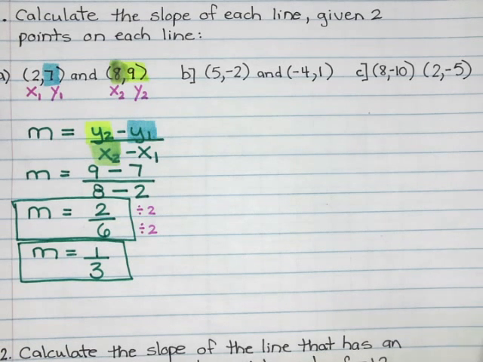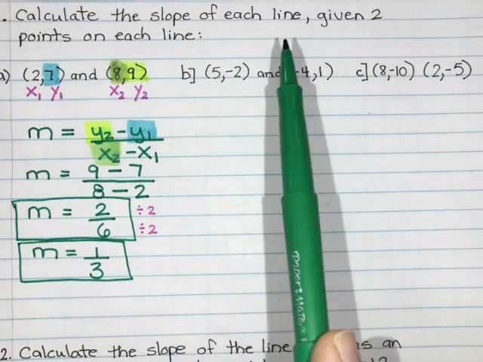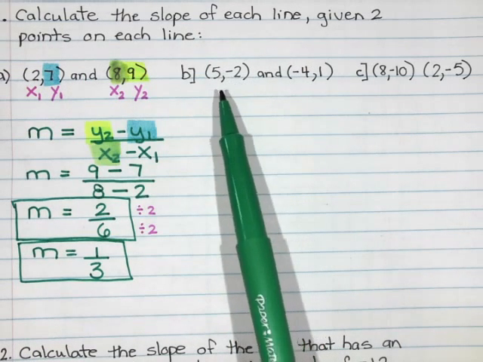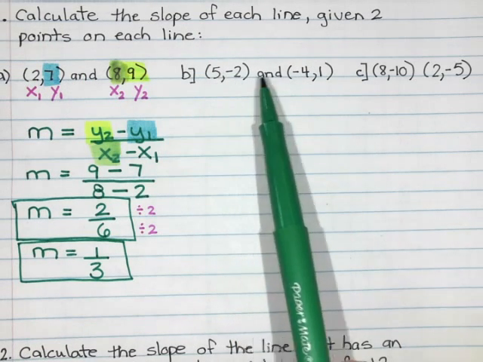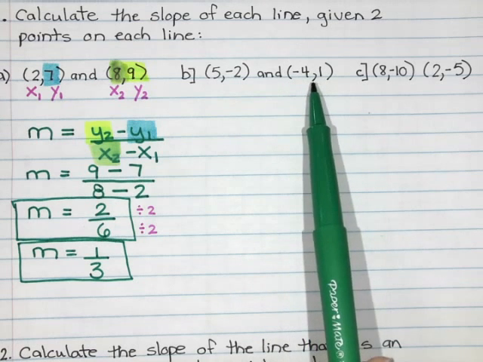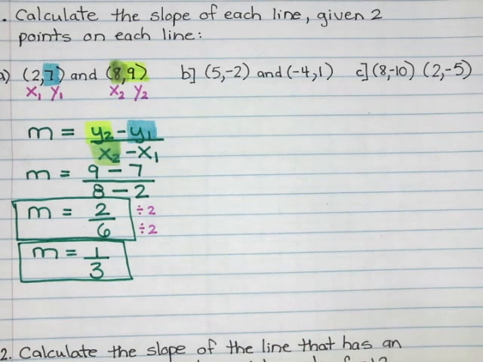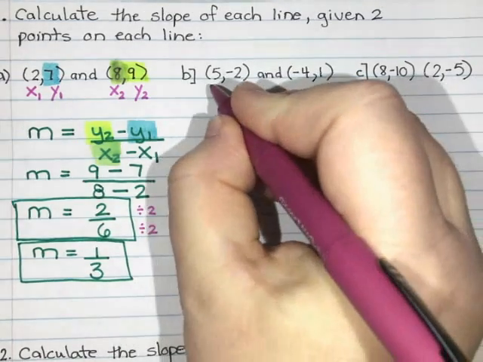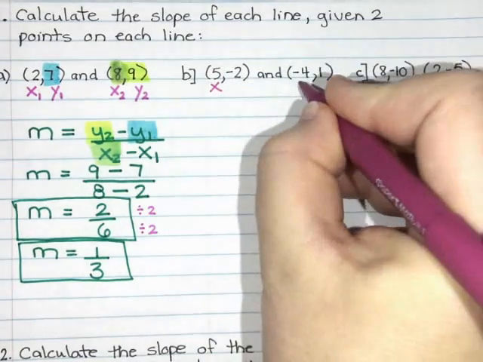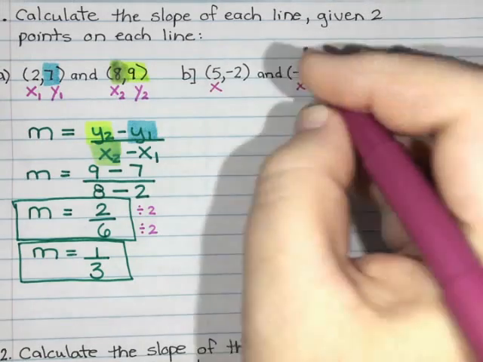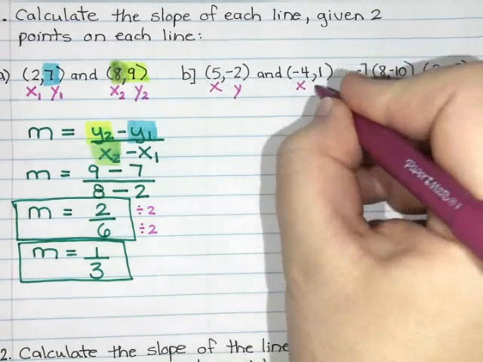Our next example says calculate the slope of each line given 2 points on the line. And we have the points 5, -2, and -4 and 1. So first thing I should do is label my points. So every point has an X, that's the one that comes first, and a Y.